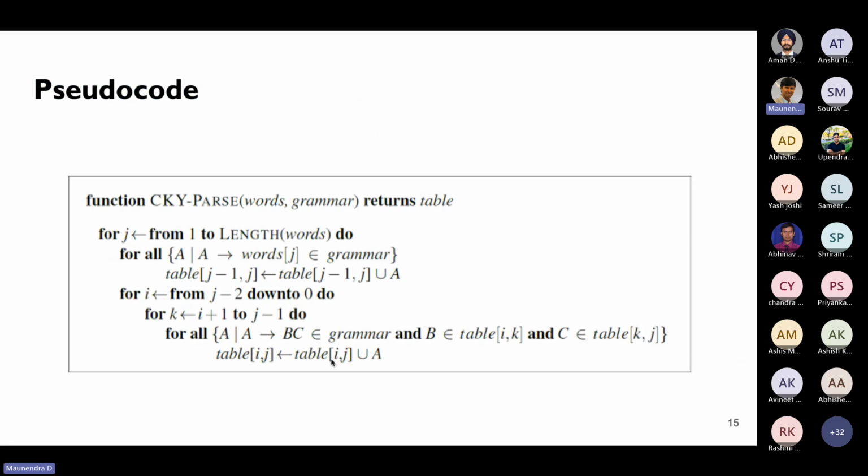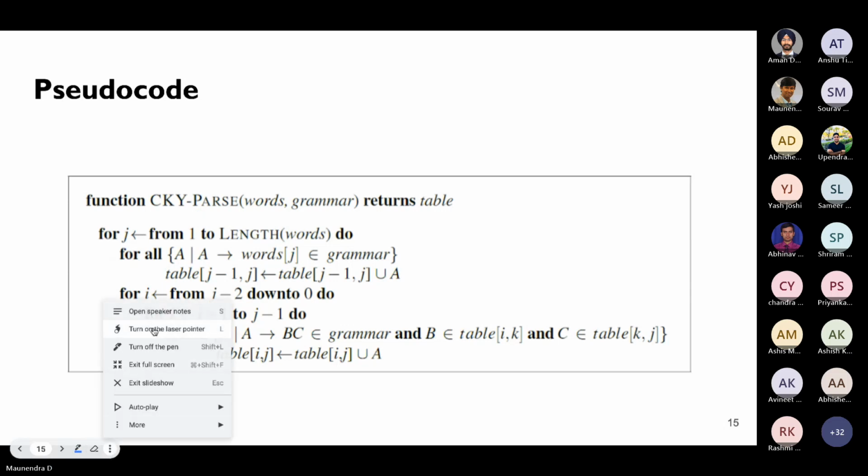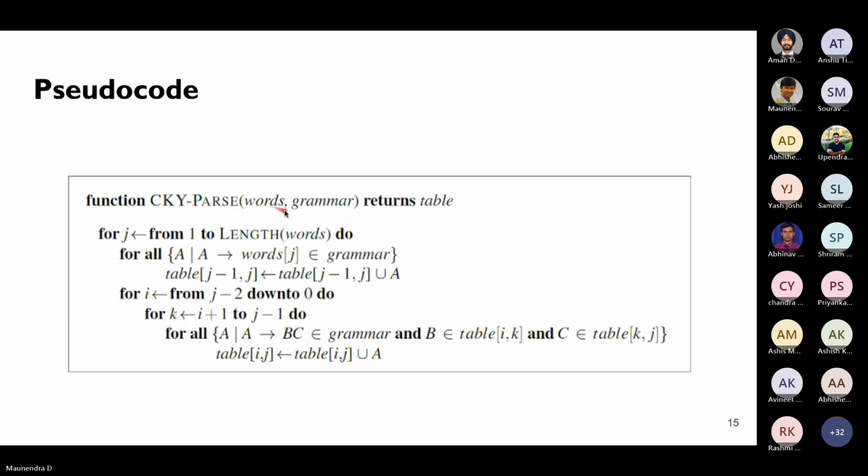So the algorithm will look like this: CKY parse. For j from 1 to length of the words. So in this case, it was 1 to 7. For all A, that's for our rules, where the left-hand side is... so these are the rules actually. For all A such that A to words j is in the grammar.